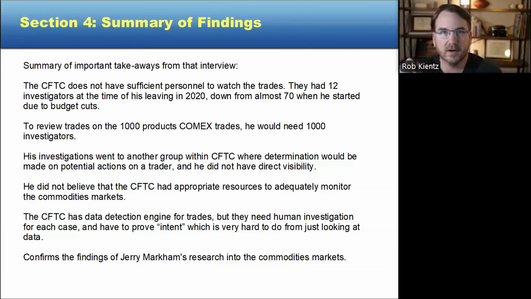He told me during that conference, and everybody else in attendance, that the CFTC does not have sufficient personnel to watch all the trades. They had 12 investigators at the time of his leaving in 2020, down from almost 70 when he started, due to budget cuts. And I said, okay, how good is that? And he said, well, to review trades on the 1,000 products at COMEX, more than just gold and silver, we're talking all commodities, he would need 1,000 investigators, at least one for each, because you can collect all the data, but you have to have a person sifting through.